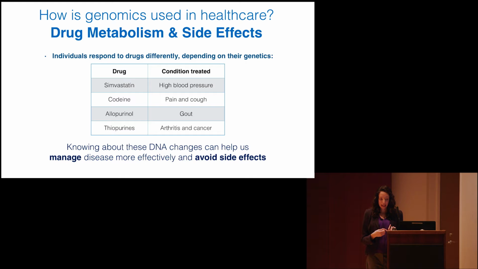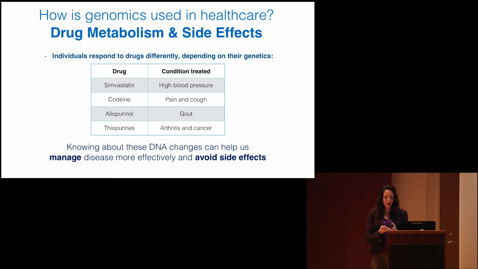Allopurinol is used to treat gout, and this one can lead to adverse skin reactions that actually can be potentially fatal if you don't catch it at the right time. So this is another one where your doctor would just prescribe you a different drug.